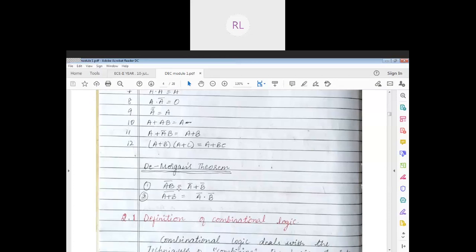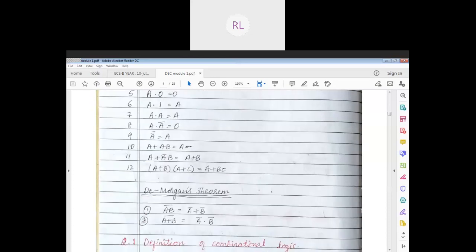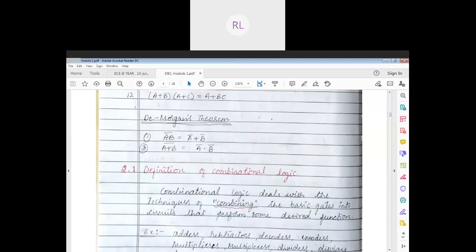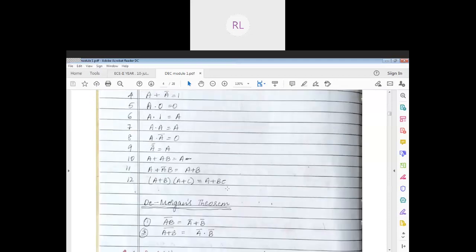Next class we will study De Morgan's theorem. De Morgan's theorem is very simple. A b, when it's multiplied and has a bar, and you split them, it becomes addition including individual bars. And similarly, if it's addition and having a bar, it becomes individual multiplication with bars. So this is your De Morgan's theorem. Tomorrow we will see what is a combinational logic.